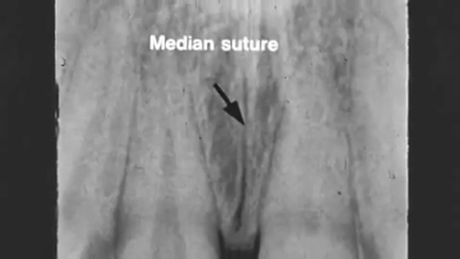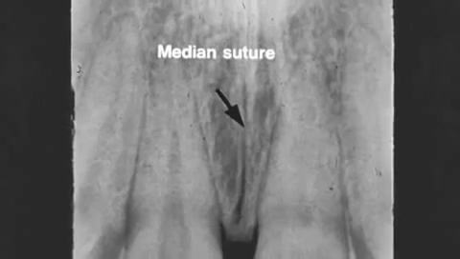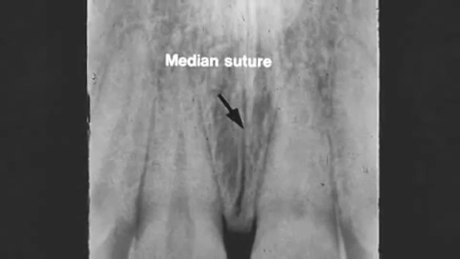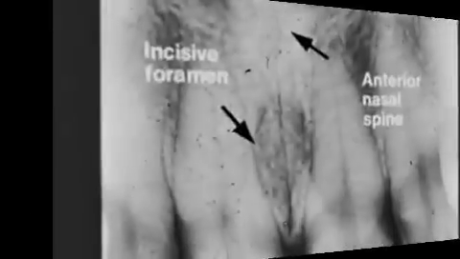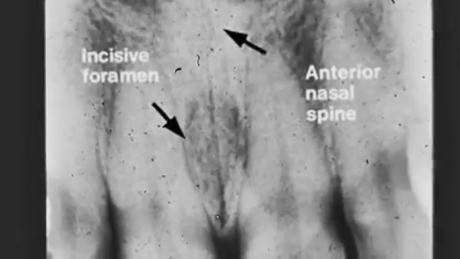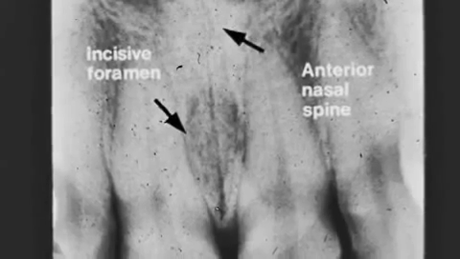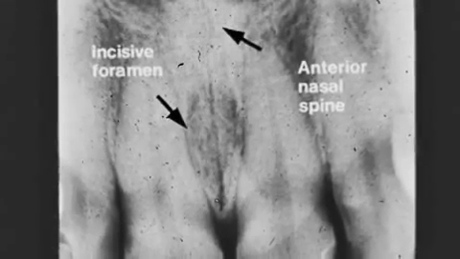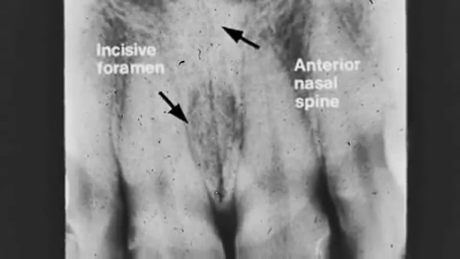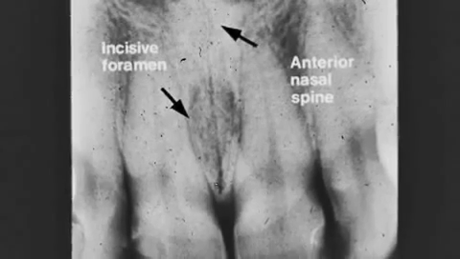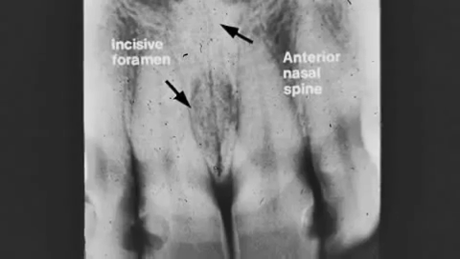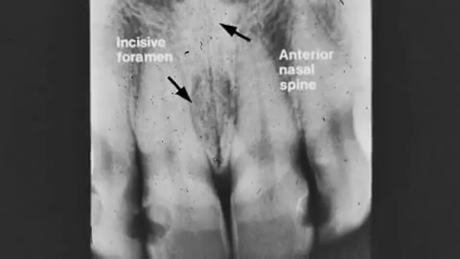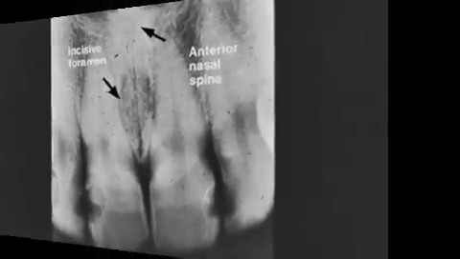The arrow points to the radiolucent line, the median suture. This is where the right and left sides of the maxilla join. The arrow to your left points to the radiolucent oval, which is the incisive or palatine foramen. The arrow above that is the anterior nasal spine. It is radiopaque and it is diamond shape or like the back of a bat or a turtle.